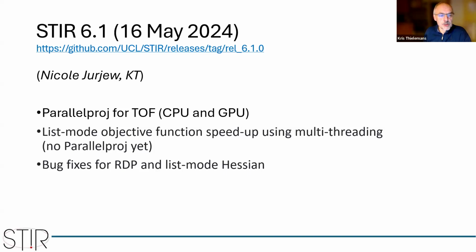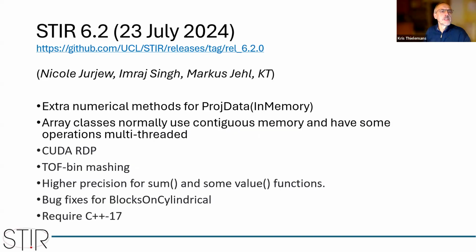Another important thing was the list mode objective functions that were sped up using multi-threading. Before, this was only available if you cache data in a certain way, but this is now available all the time, and that has made a major impact. And there were some bug fixes in relative difference prior and hashing computations. Then in July, we had a version 6.2, which was essentially some improvements in computation time.